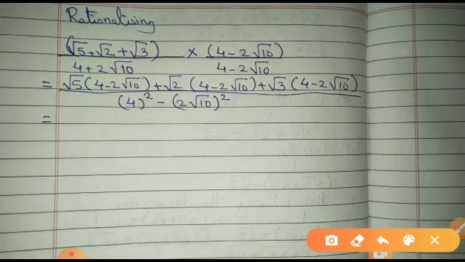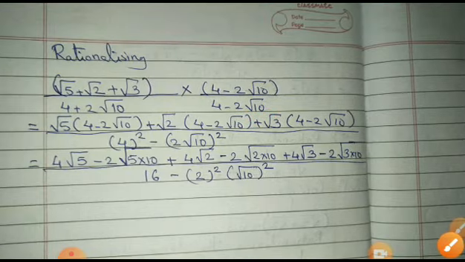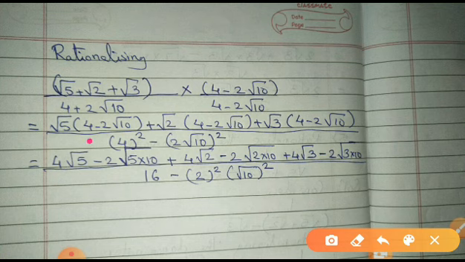Now here solve the bracket. So it is root 5 multiplied with this bracket, plus root 2 again multiplied with the second bracket, plus root 3 multiplied with the second bracket. And the denominator is of the form a plus b into a minus b. So a square minus b square. Okay. So after simplification, I'll be getting 4 into root 5 is 4 root 5. Root 5 into 2 root 10. Can I write it as 2 into square root of 5 into 10?